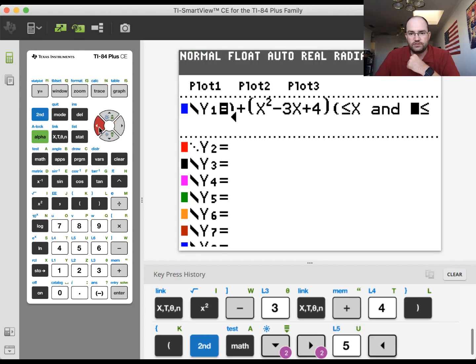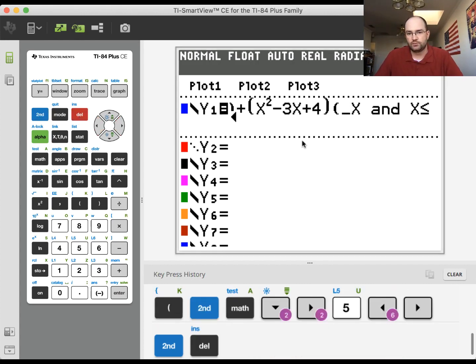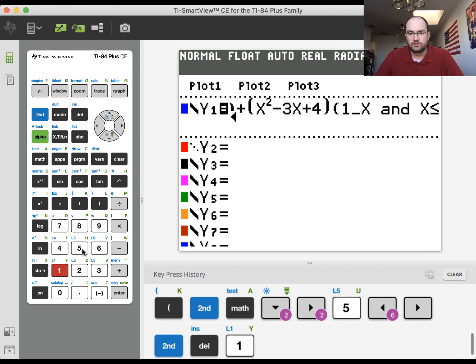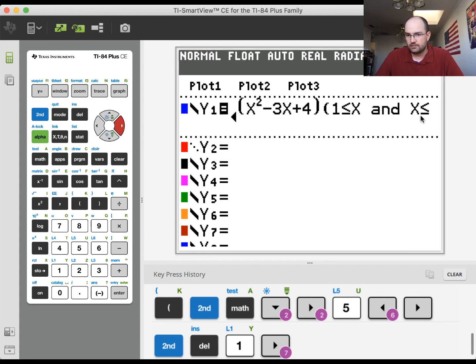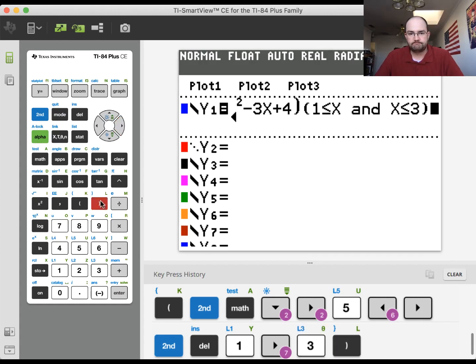But we need to make sure that we type in these extra things. So let's do second insert or second delete, so we don't actually delete this. And the number that we had there was 1. Awesome. So you see the 1 is less than or equal to x, and then x less than or equal to 3. Close parentheses. Awesome.